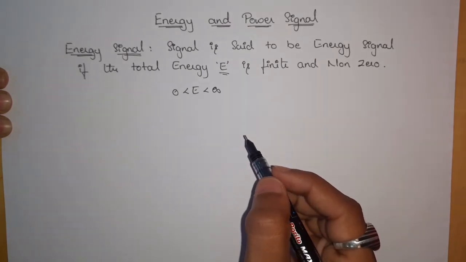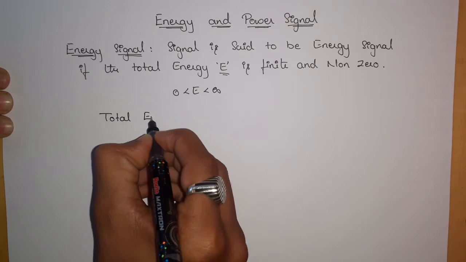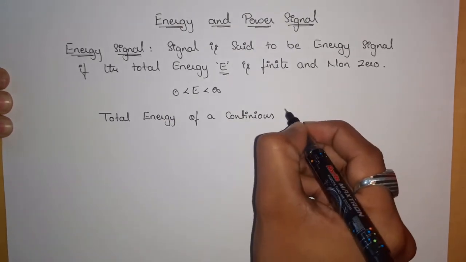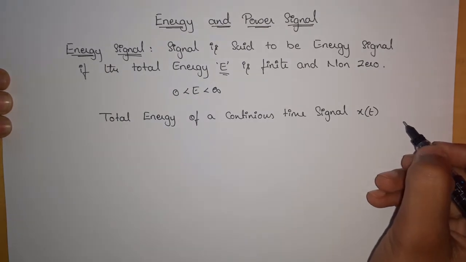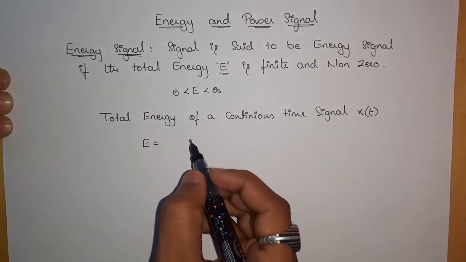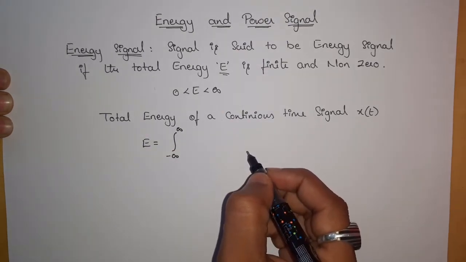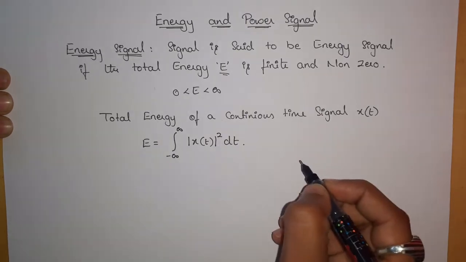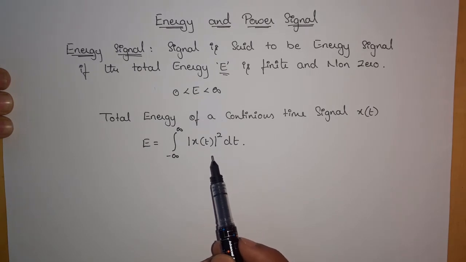Now, if you want to give a mathematical representation for an energy signal, the total energy of a continuous time signal x of t is given as capital E. Energy of a signal is represented as capital E. E is equal to integration from minus infinity to plus infinity of the modulus of x of t whole square into dt. This is for a continuous time signal.